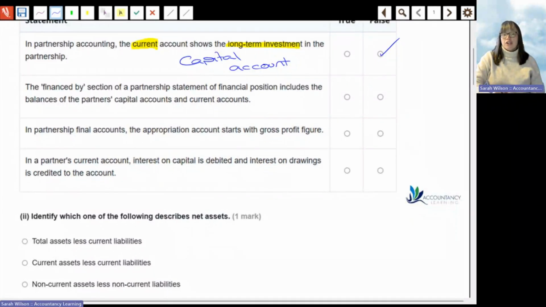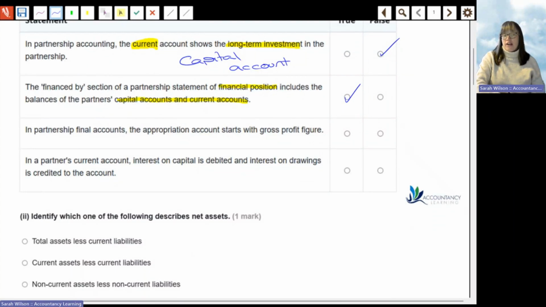The finance by section of a partnership statement of financial position includes the balances of the partners' capital accounts and current accounts. So capital accounts and current accounts in their financial position. So this one is true. The finance by section will show both of these to then show how that partnership is actually funded.